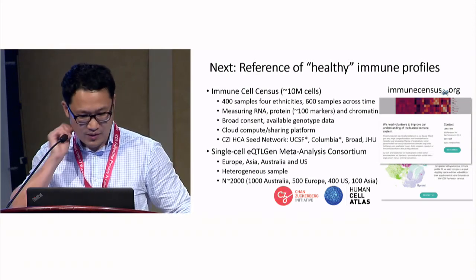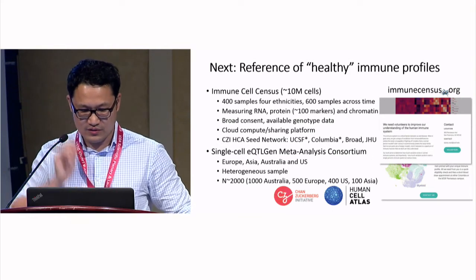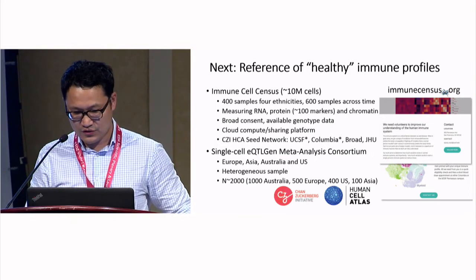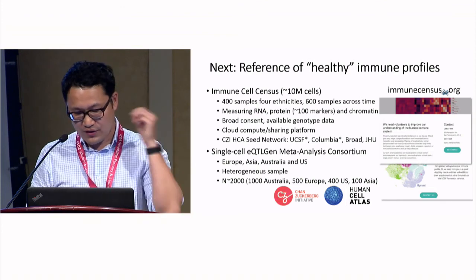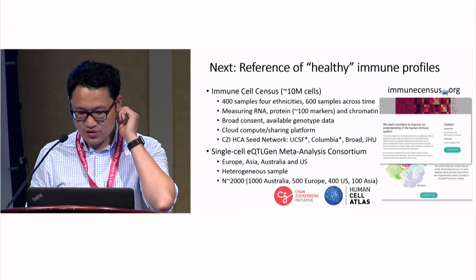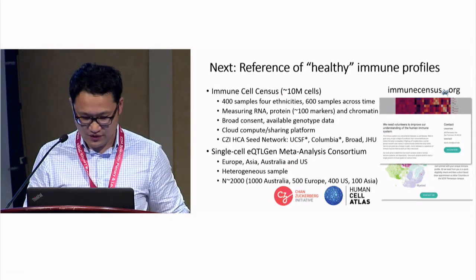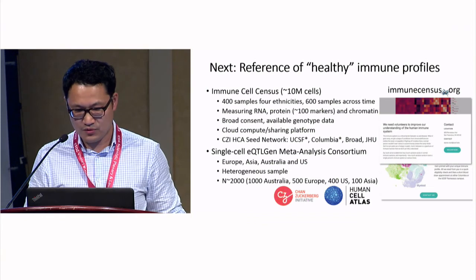And we're developing a cloud compute and sharing platform, and this is a CZI-funded seed network across UCSF, Columbia, the Broad, and Johns Hopkins. We're also part of this eQTL-GEM meta-analysis consortium, and that's going to be across 4 continents. And my first approximation there is that they're going to be about 2,000 samples.